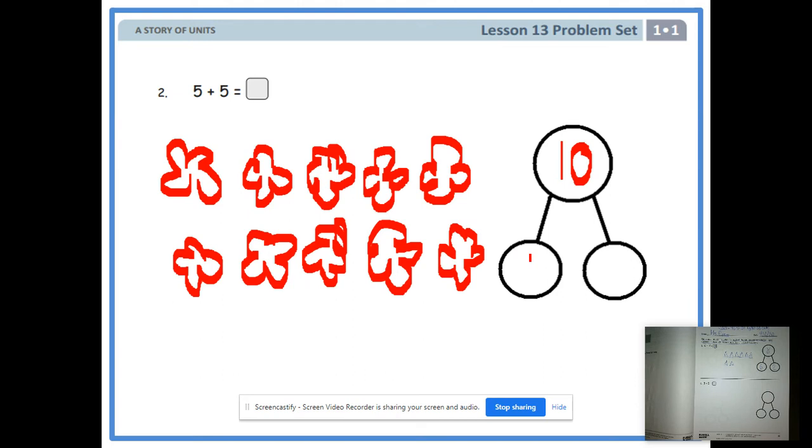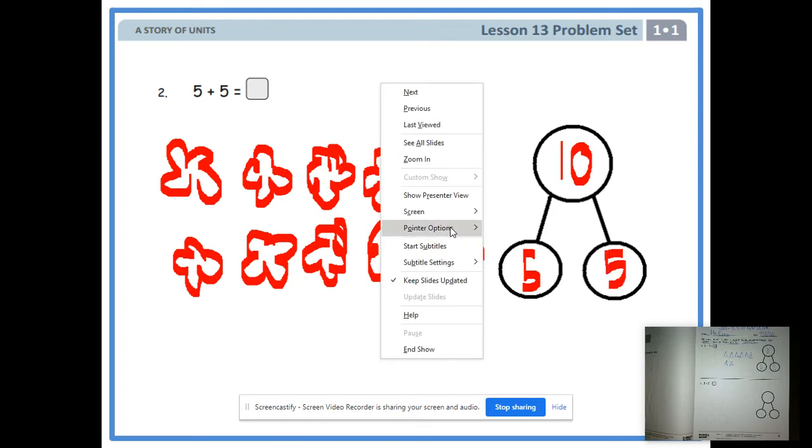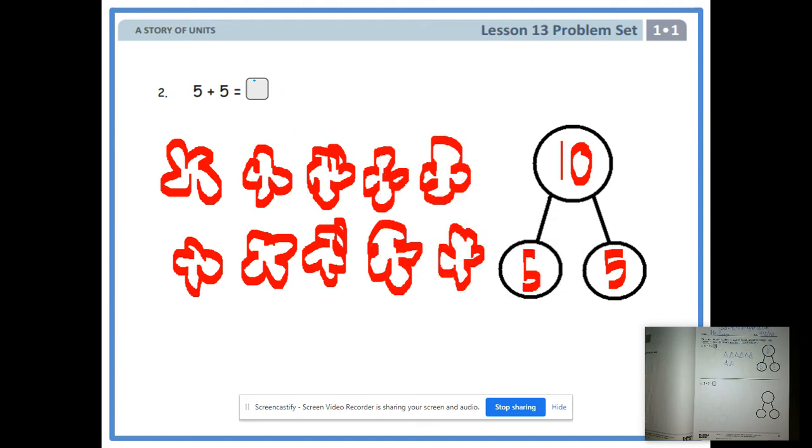10. And what are our parts? Get ready. 5 and 5. Make sure that you have this on your number bond. And don't forget to write in your total in the box here for your number sentence. 10. Even though our pictures might be different, our number sentence and our number bond has to be the same. If you need to fix anything from your number bond or number sentence, go ahead and fix it now. Let's continue.